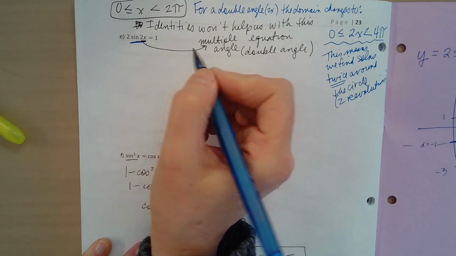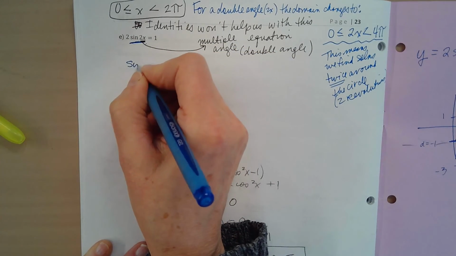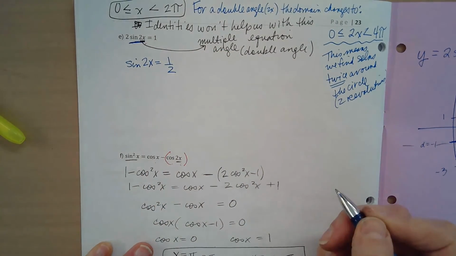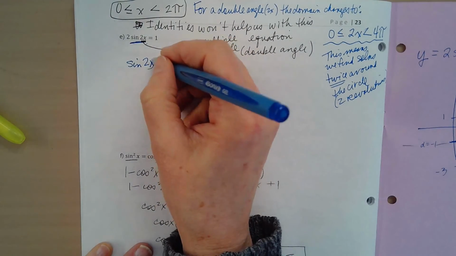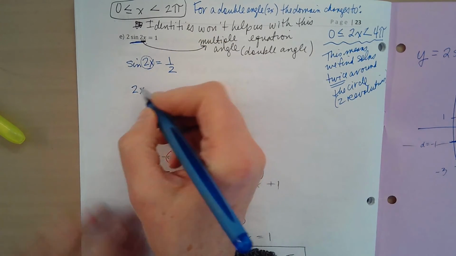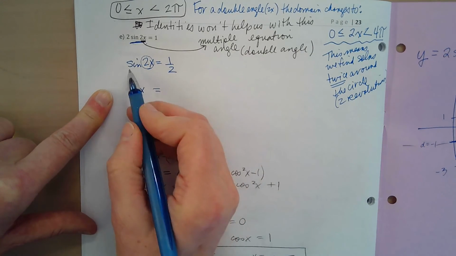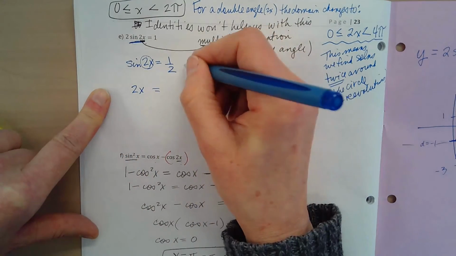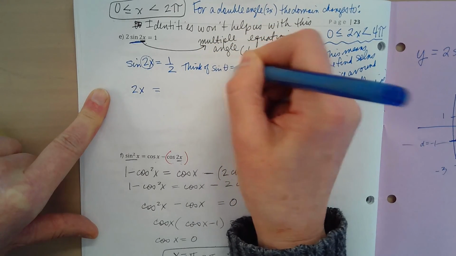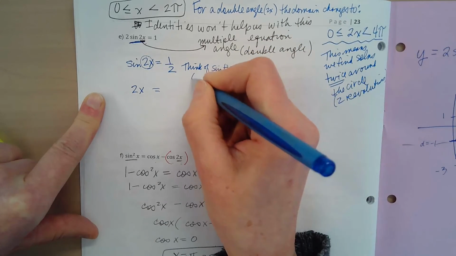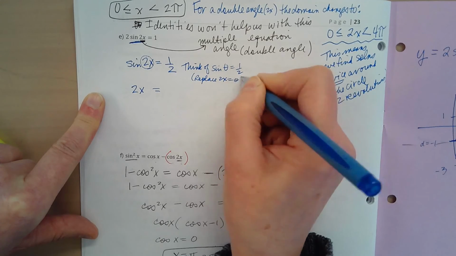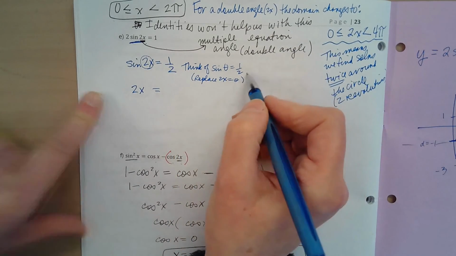All I can do at this point is just isolate the sine. So I have sine 2x equals 1/2, okay? This is my new theta. Think of this as theta. So I'm just going to say theta equals, well, where does sine theta equal 1/2? Think of sine theta equals 1/2. Okay? So you can think of it this way. Replace 2x with theta, right? Sort of what we're doing. John, where does it equal 1/2?